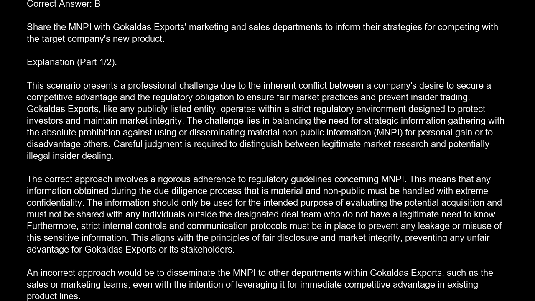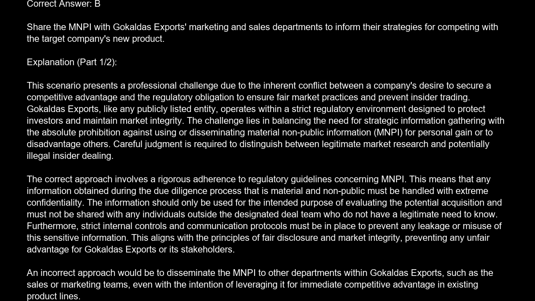Gokaldas Exports, like any publicly listed entity, operates within a strict regulatory environment designed to protect investors and maintain market integrity. The challenge lies in balancing the need for strategic information gathering with the absolute prohibition against using or disseminating material non-public information, MNPI, for personal gain or to disadvantage others. Careful judgment is required to distinguish between legitimate market research and potentially illegal insider dealing. The correct approach involves a rigorous adherence to regulatory guidelines concerning MNPI.